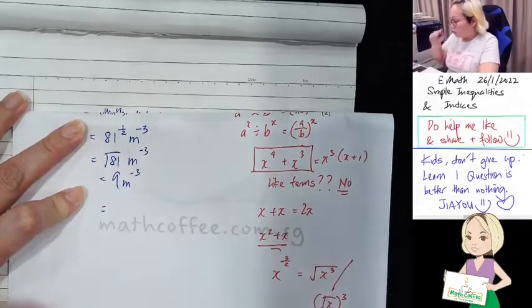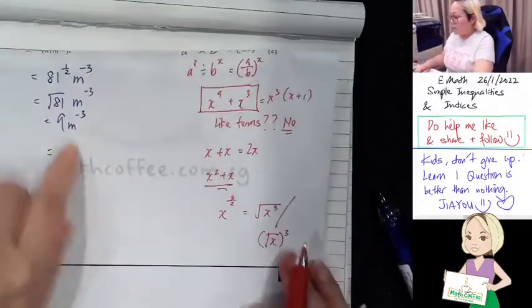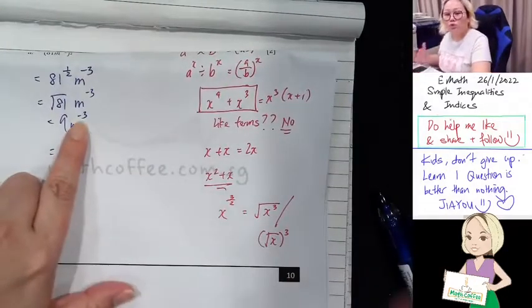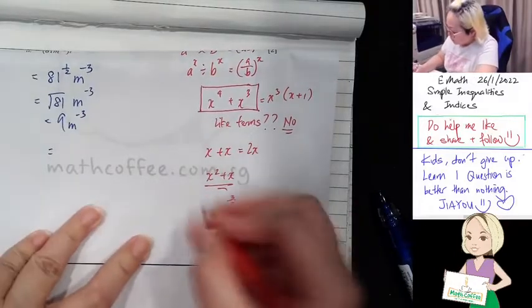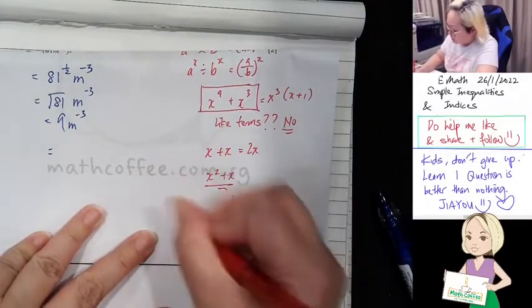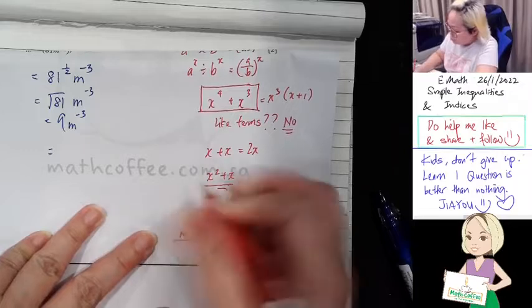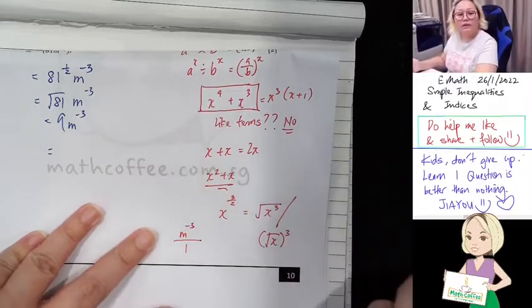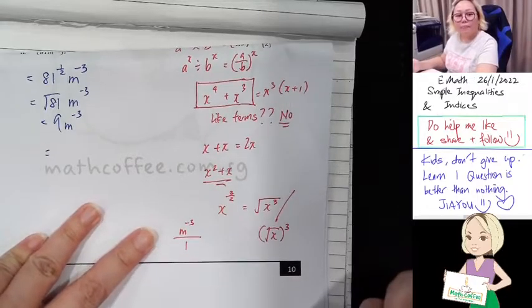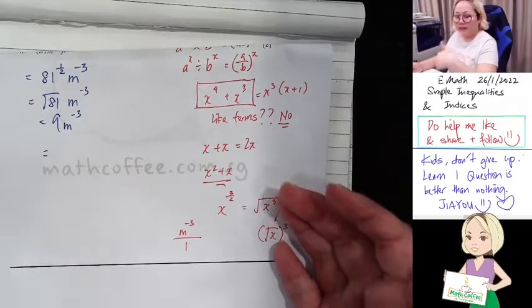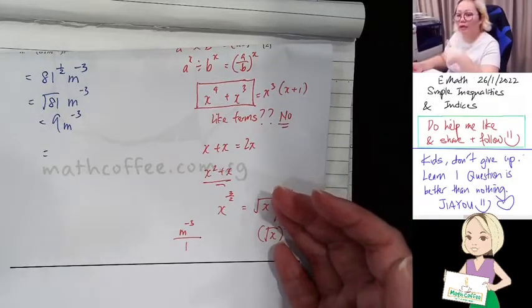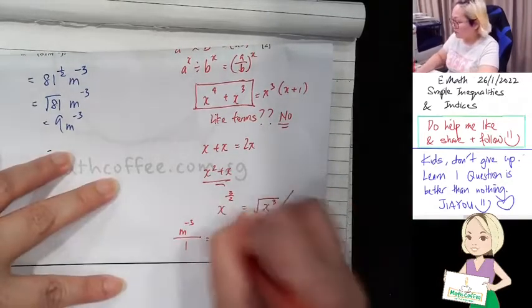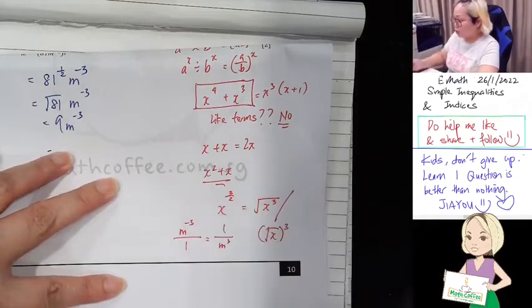So another rule is, when you have negative index, what do you do? Okay? So see here, if I have m to the power of minus 3, like that, you only have numerator and denominator. So if it's negative power at the numerator, you bring it to the denominator. So it will be 1 over m cubed.